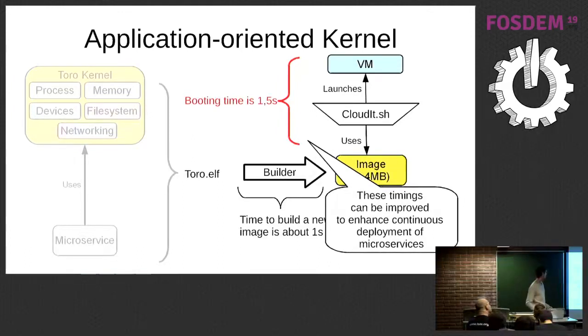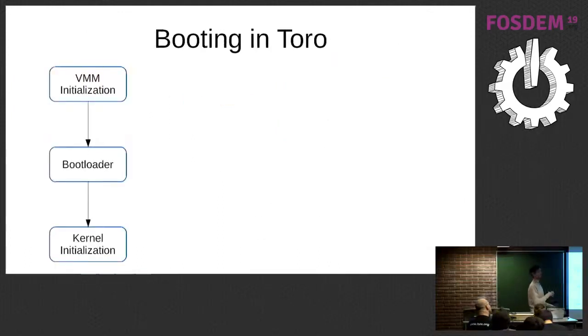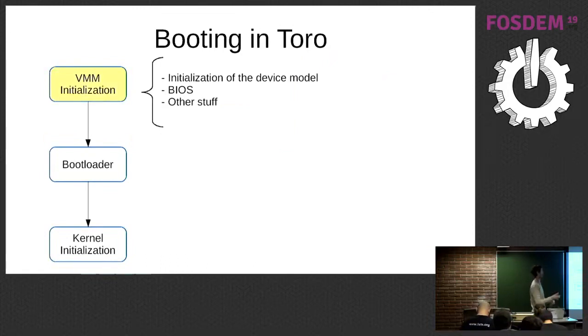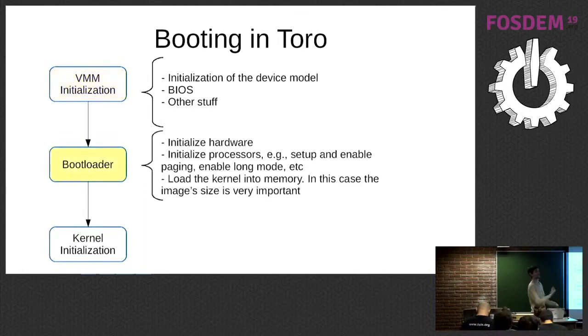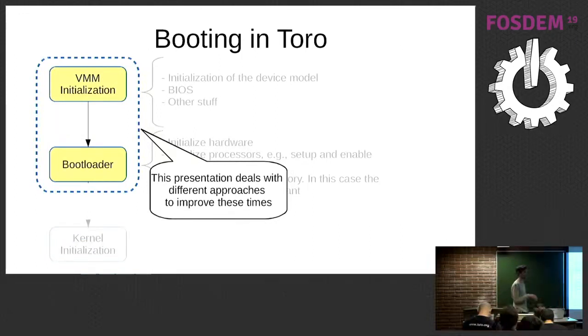So if we look in more detail at the booting process of Toro, you see first the virtual machine monitor initialization, which includes, for example, initialization of the device model, BIOS, and other stuff. I'm not pretty sure about this. Then you have the bootloader that is already part of the kernel, which initializes most of the hardware, the processor, sets long mode, enables paging, reads the kernel from the disk and then puts it in memory. In this talk, I'm only going to talk about the work that I did, which focuses on these first two steps. In the next slides, I'm going to talk about how we try to improve this time.